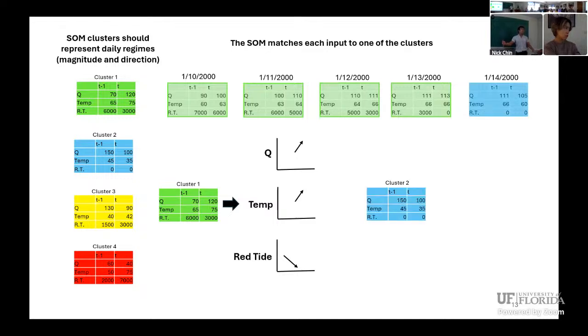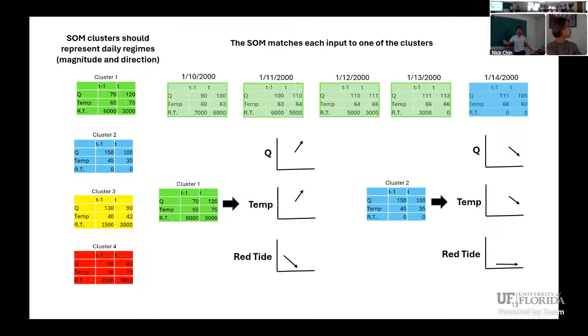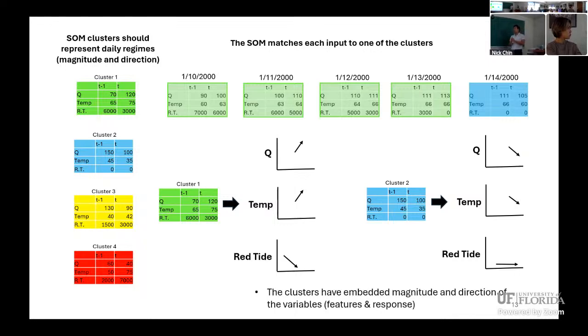Likewise, the 14th is going to map to cluster 2, where we have this decrease in stream flow, decrease in temperature, and no red tide. Okay. And again, these clusters have embedded magnitude and direction of the variables.